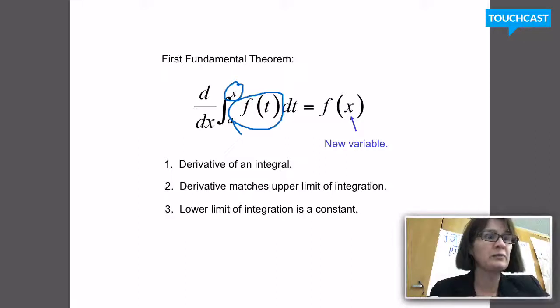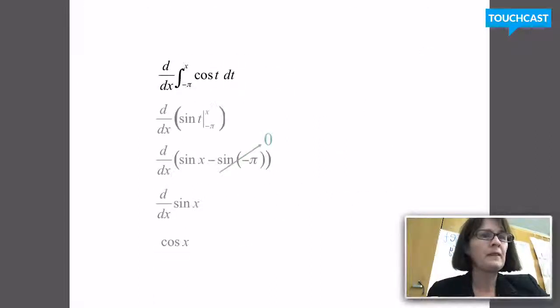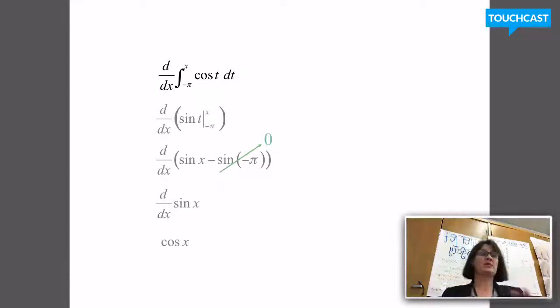So we're going to do a bunch of examples here. For this one, I'm going to show you the long way, and then we're going to see how fast it can be with the fundamental theorem of calculus. So what if I wanted to take the derivative with respect to x of the integral from negative pi to x of cosine t dt?